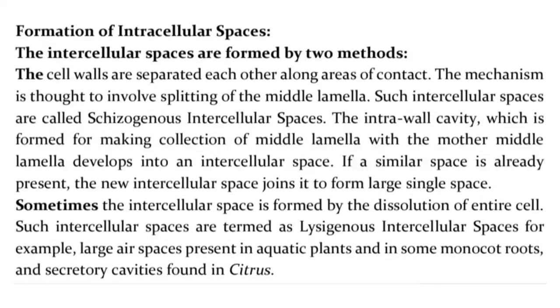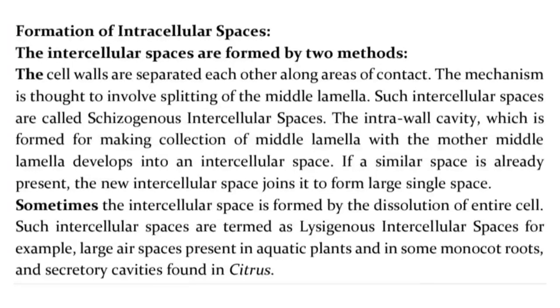Formation of intercellular spaces. The intercellular spaces are formed by two methods. The cell walls are separated from each other along areas of contact. The mechanism is thought to involve splitting of the middle lamella. Such intercellular spaces are called schizogenous intercellular spaces.